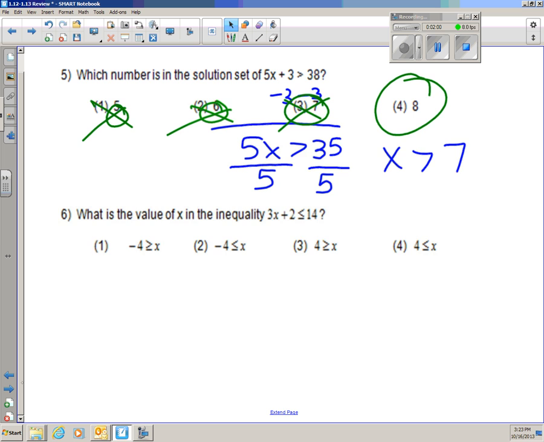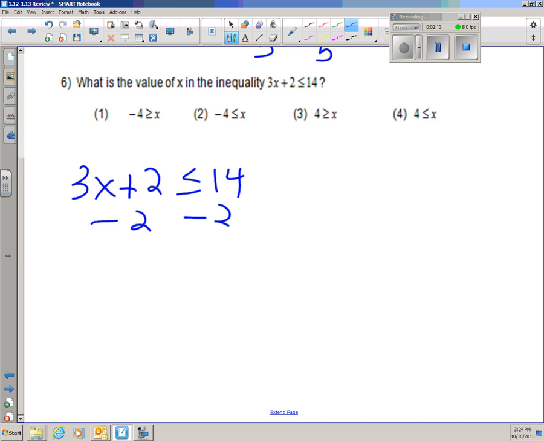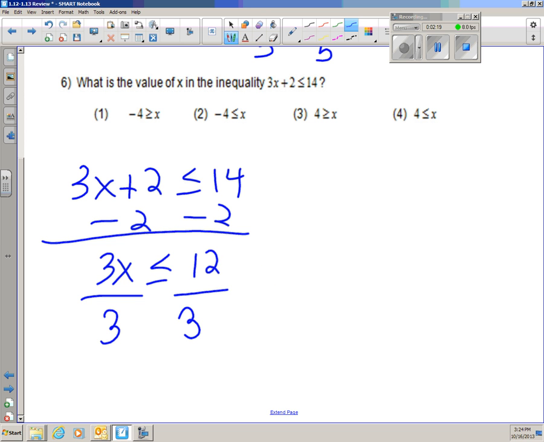Next one. What is the value of x in the inequality 3x plus 2 is less than or equal to 14? So I'm going to bring that down here. 3x plus 2, I'm going to subtract 2 from both sides and get 3x is less than or equal to 12. Going to divide both sides by 3 and get x is less than or equal to positive 4.